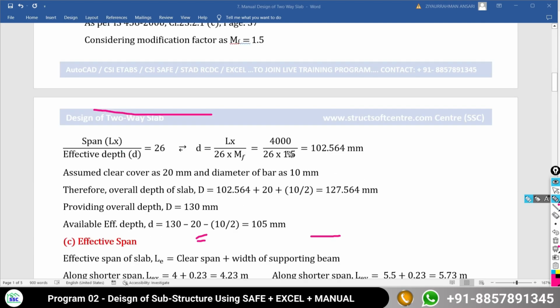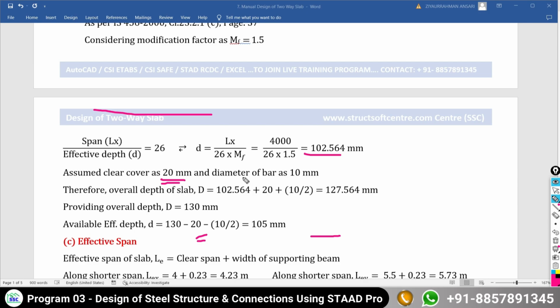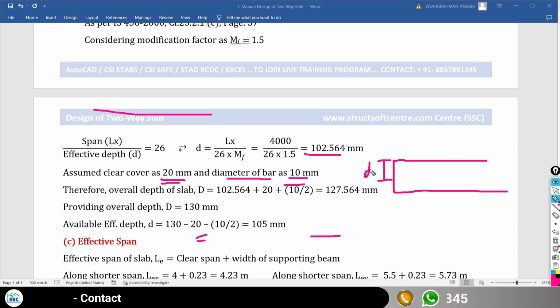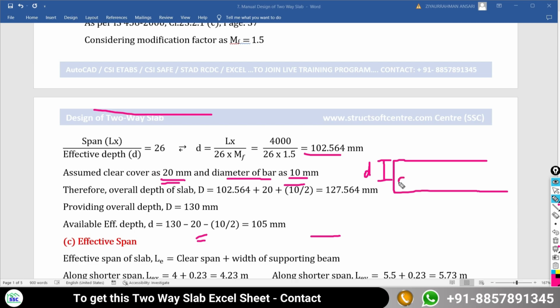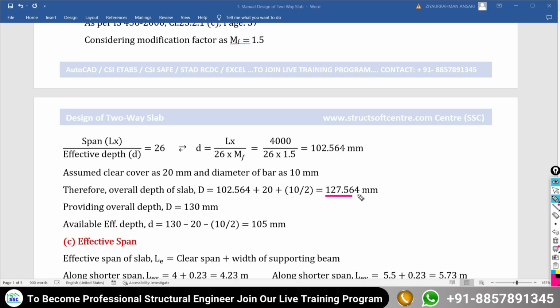Now here this is the effective depth. Now we are going to assume a clear cover of 20 mm and a diameter of bar of 10 mm. So suppose this is your slab and we have calculated the effective depth. This is your effective depth. Now effective depth means it is up to the center of your reinforcement. Now half of the diameter of bar plus clear cover, this addition will give you the overall depth of your concrete slab. I am going to add all these three terms: effective depth plus clear cover plus half of the diameter of bar. So I am getting the overall depth requirement as 127.564 mm.